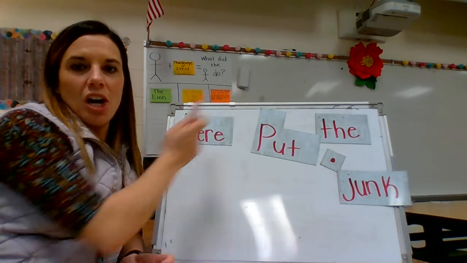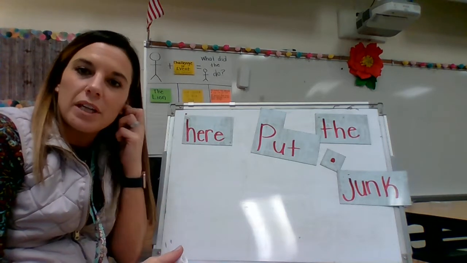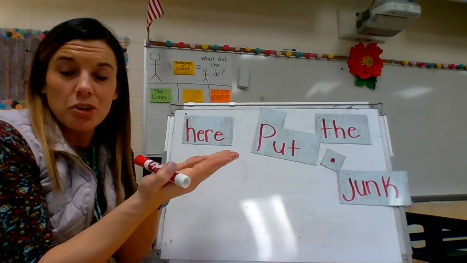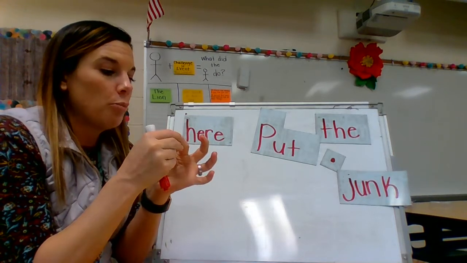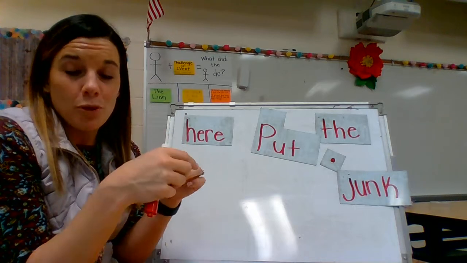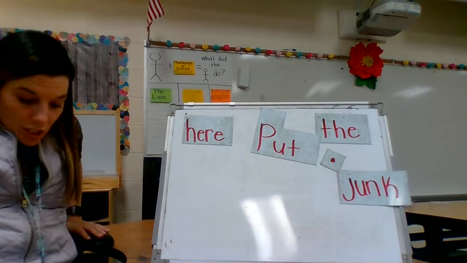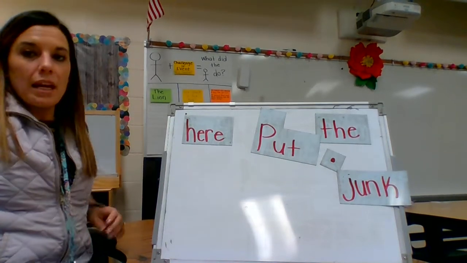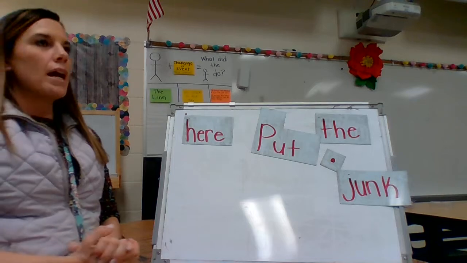I have all of these parts of a sentence, the words and the punctuation mark up here, but they're all out of order. They're scrambled. That's why it's called sentence scramble. So I need your help putting them back together to form a complete sentence. So what should we look for? I want you to think, what should we be looking for when we write a sentence?